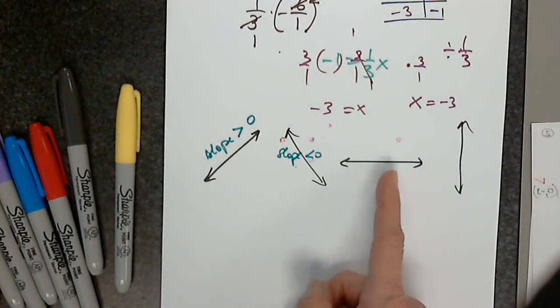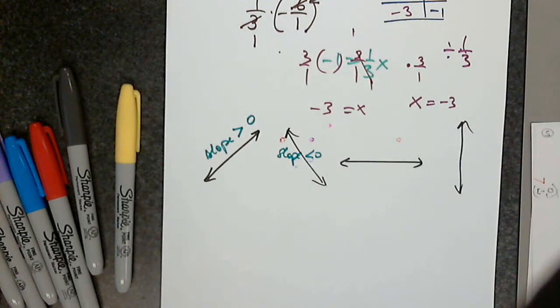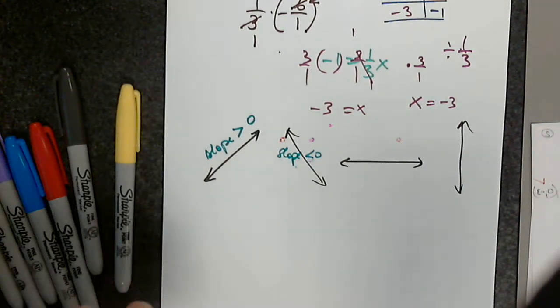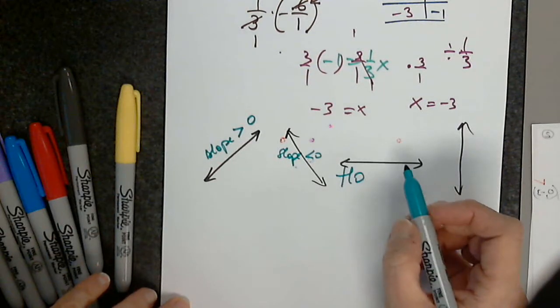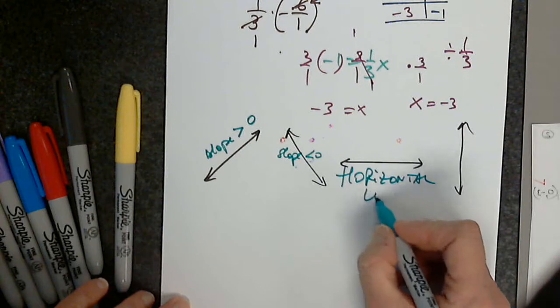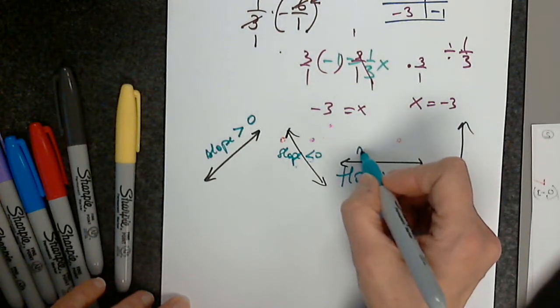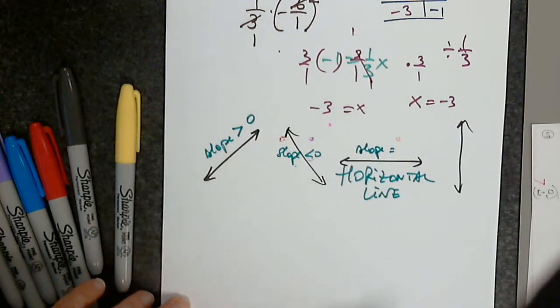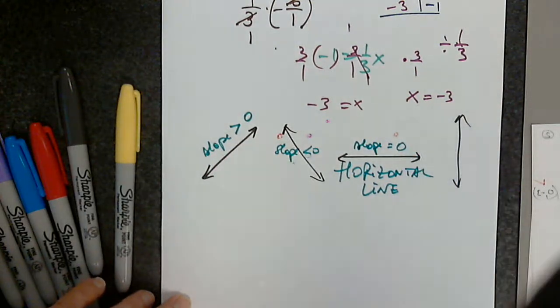Okay, what about this? What type of line is this? In a second. So what type of line is it? If it's not a positive trend, if it's not a negative trend, how do we call it? Very good. This is a horizontal line. What is the slope of this line? 0. Yes.